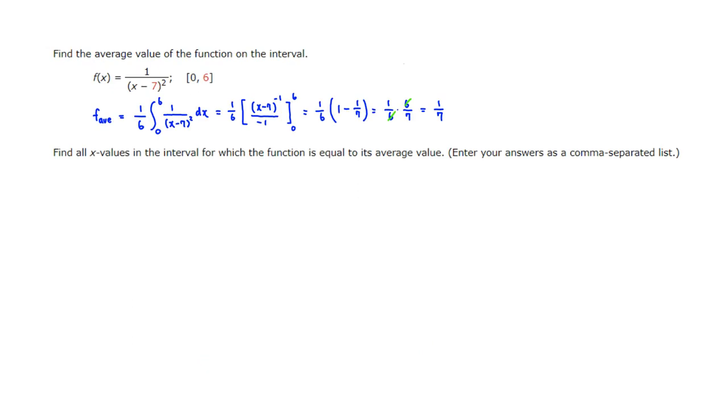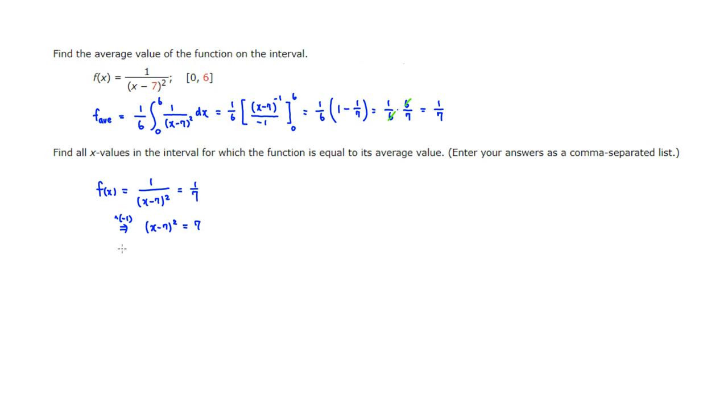Then we want to find all x values such that f of x is exactly equal to the average value, in this case 1 over 7. So we set f of x, which is 1 over x minus 7 squared, equal to 1 over 7. Then we just have to solve this equation for x. First, I'm going to take the reciprocal of both sides of the equation. So you have x minus 7 squared is equal to 7.